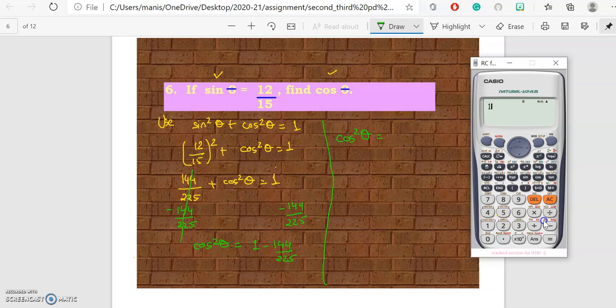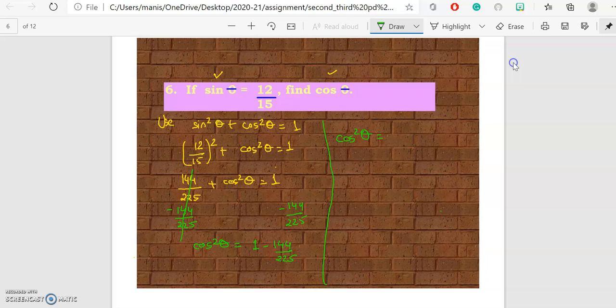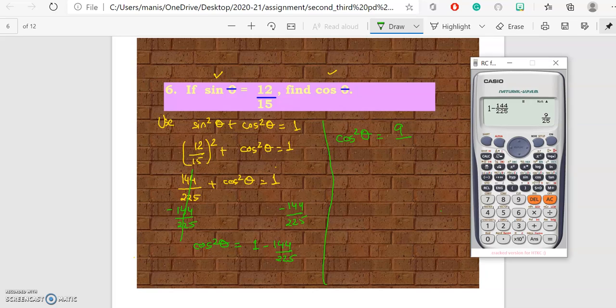So this is my 1 minus 144 divided by 225. So 9 over 25 is my answer. So I will write over here 9 over 25.